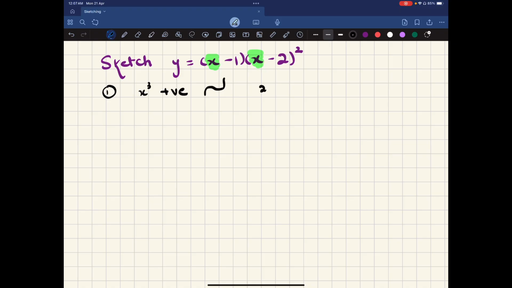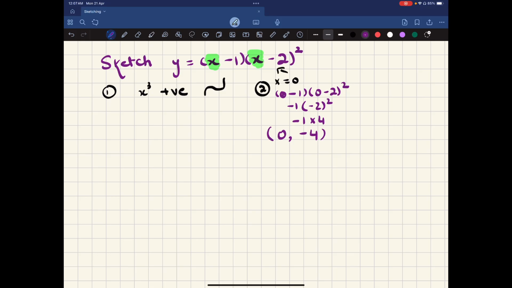Second, the y-intercept. To find the y-intercept, we place x equal to 0 into the function. So what do we have? We have (0 minus 1)(0 minus 2) squared. So negative 1 into negative 2 squared, negative 1 into 4, so we have negative 4. So at x equal to 0, y is negative 4. This is the y-intercept.